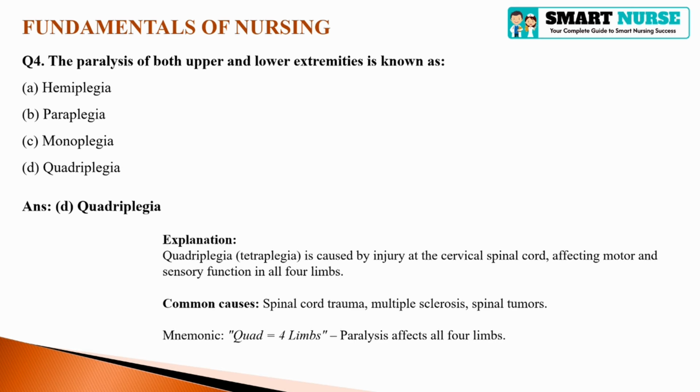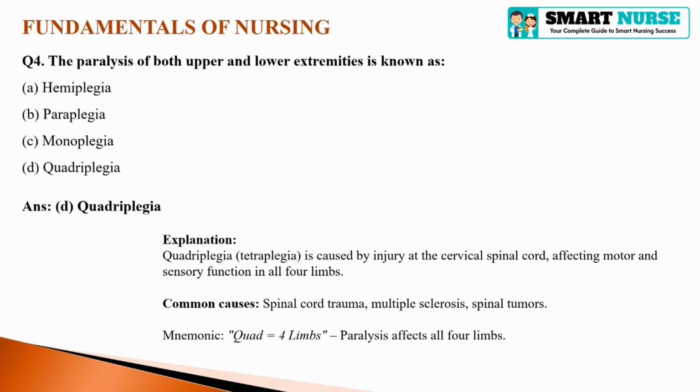Paralysis means what? It is nothing but loss of the ability to move parts, either most of the body or one part of the body, because of any illness or injury. That we are calling paralysis. The question asks about paralysis of both upper and lower extremities. So among hemiplegia, paraplegia, monoplegia, quadriplegia, the answer will be D, quadriplegia.